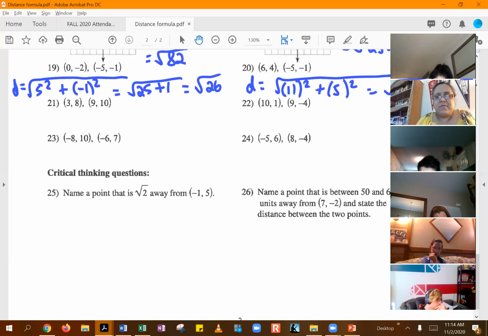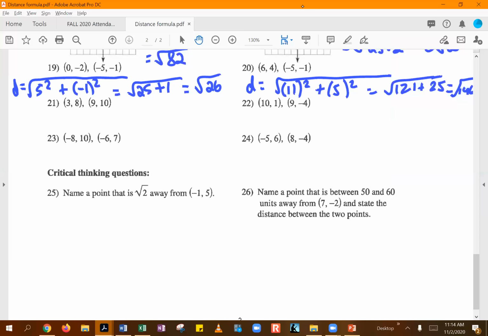Angelo, what do you have for 21? For 21, we got square root of 40. Okay, square root of 40. So let's take a look at this guy. That would be 3 minus 9, which would end up giving us -6. We square that. 8 minus 10 would be -2 squared. So that would end up giving us positive 36 and positive 4.